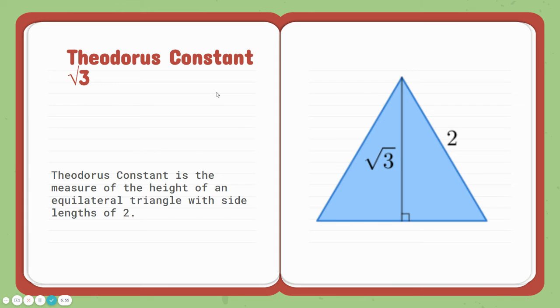Theodorus' constant is the square root of 3, and that is the measurement of the height of an equilateral triangle with side lengths of 2. So once again, kind of following the Pythagorean theorem here, the square root of 3 is always going to be the height of this triangle if this equilateral triangle has 2 as the length of the sides.